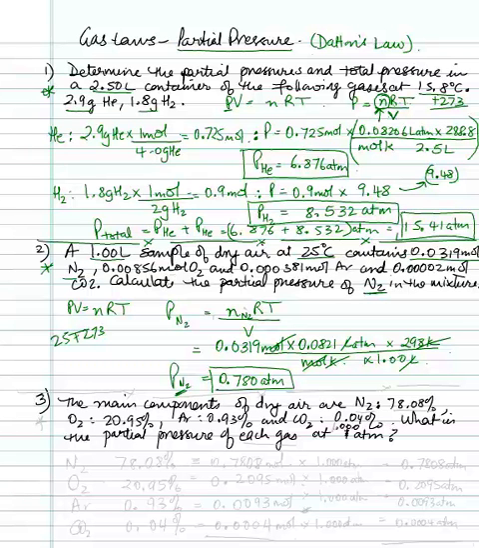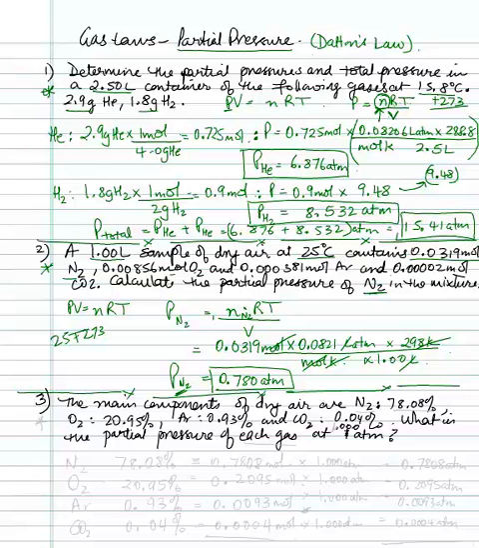So if you needed to find the partial pressure of oxygen, you would use the moles for oxygen. And if you need to find the total pressure, you would use the moles for each of the gases, or you can add up all the moles and then use that for n. So that is a different kind of problem. Now let's work on another problem.